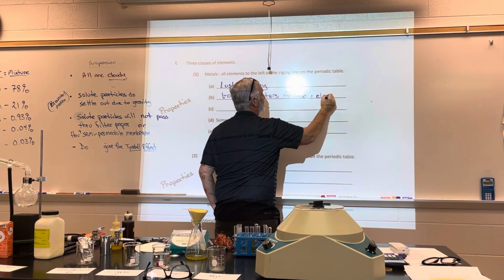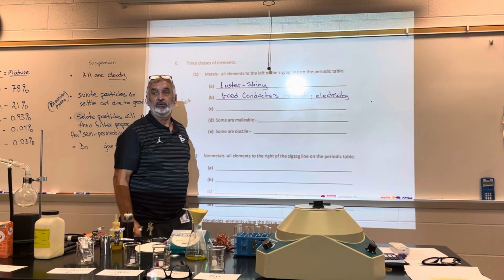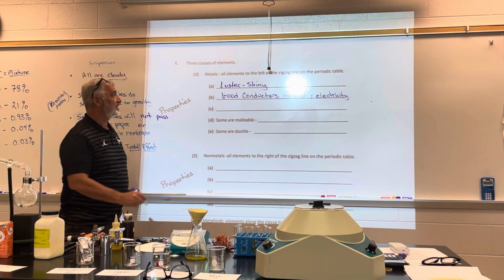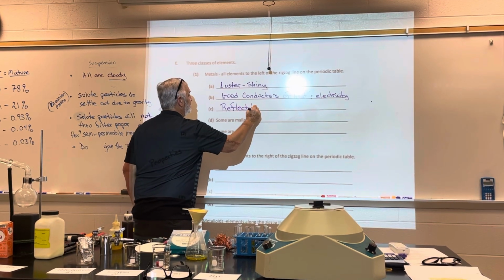Which is why pots and pans are made out of metal. Which is why wire is made out of metal. Because they conduct heat and electricity. They reflect heat and light.